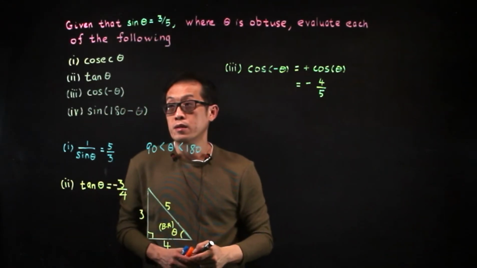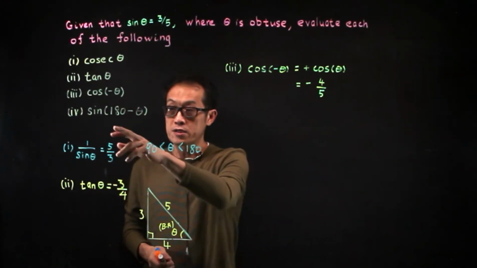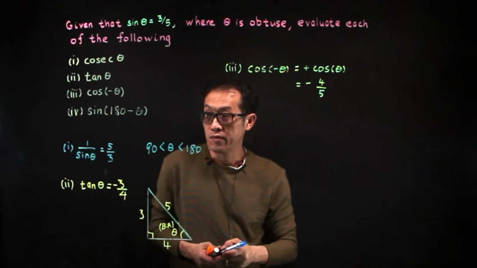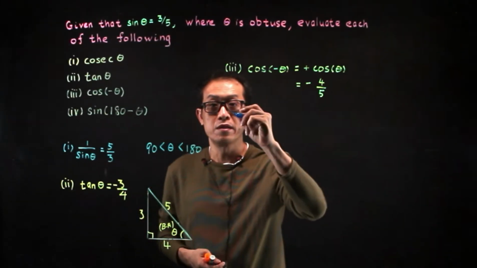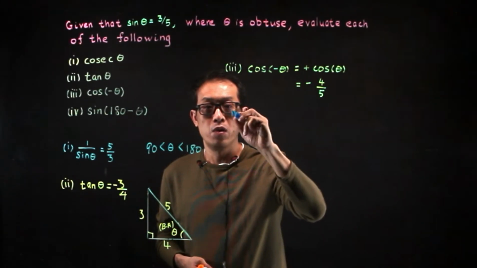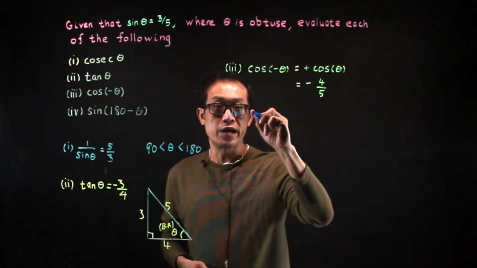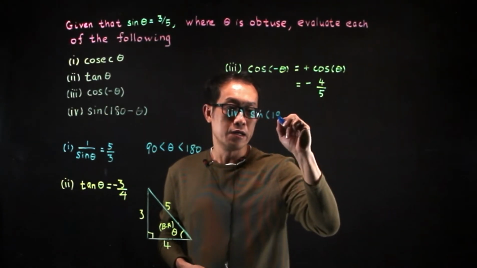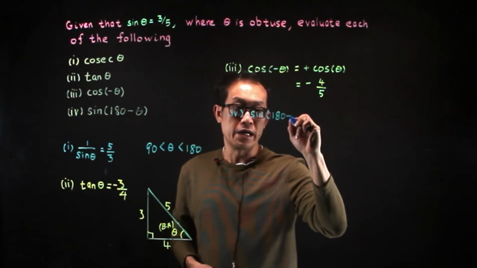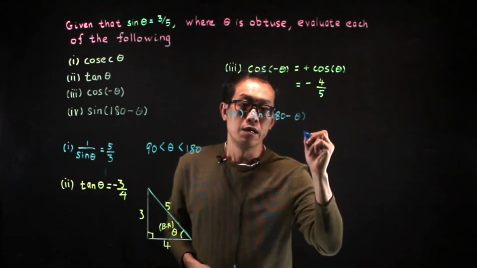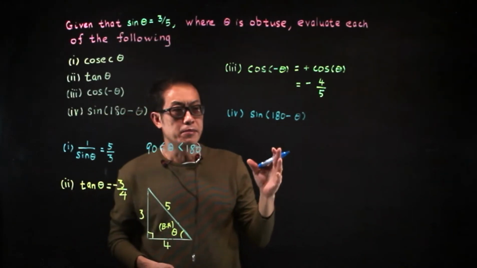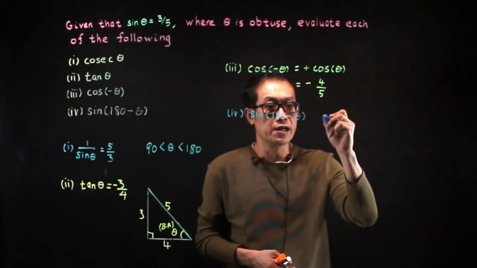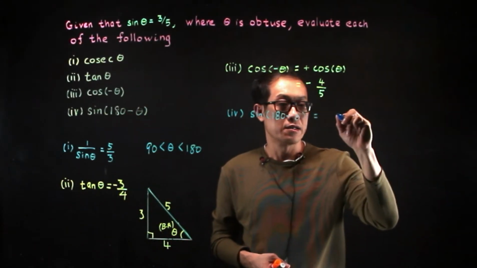Now let's go on to part 4. Part 4, you are asked to find sine 180 minus theta. Now you know that sine 180 minus theta has the same basic angle as sine theta.